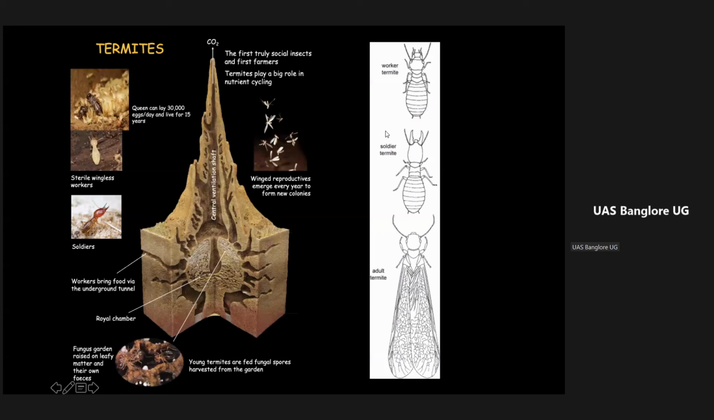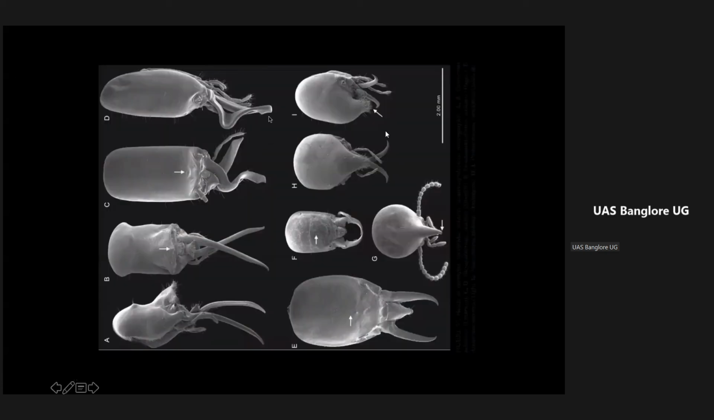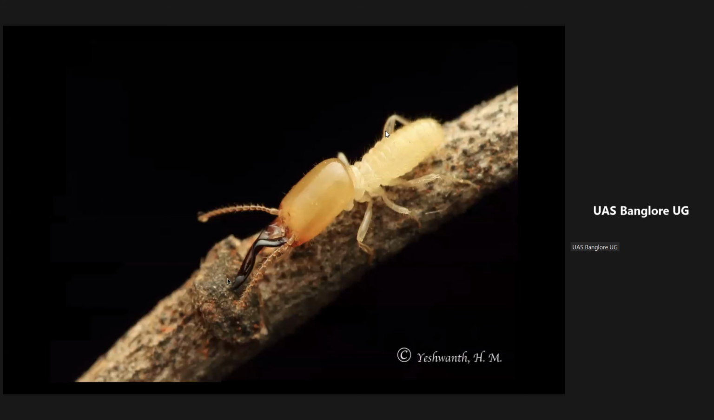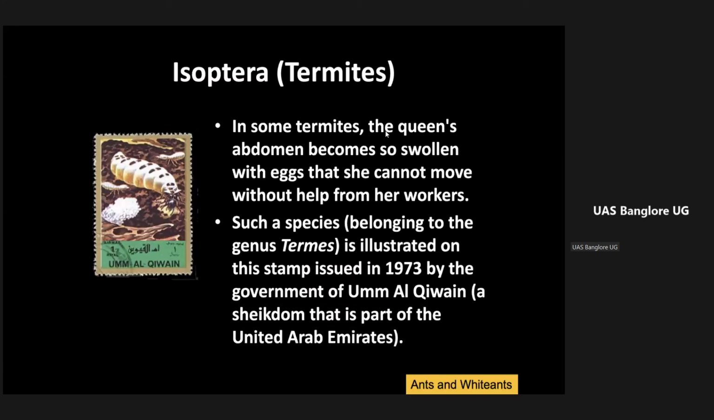In fact, agriculture was first started by insects, not by humans. They grow their own fungal garden, so that means they know agriculture better than human beings. If you look at their mandibles, termites have very interesting mandibles, especially the soldiers. Look at the sharp mandibles they need to fight against predators, especially the ants which come there. They use their mandibles to fight the other predators. Iso means equal, ptera means wing.